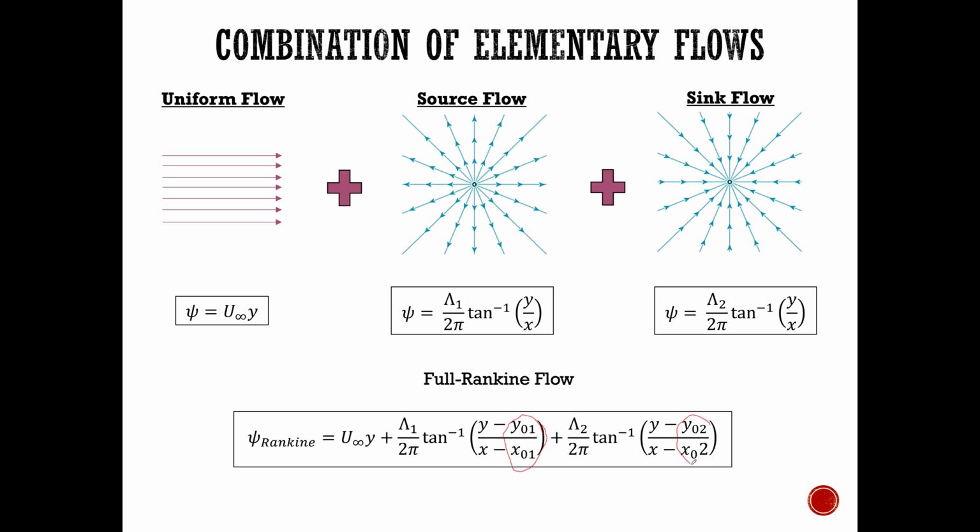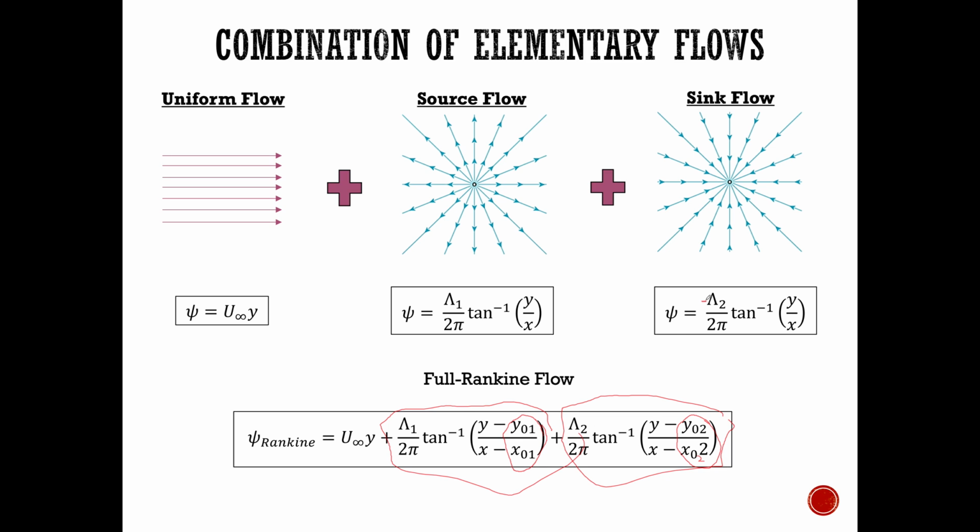Otherwise, if you put a sink on the same point as a source, you won't get anything. They'll cancel each other out. So what you're doing is putting a source, this is the stream function for the source, and then this is the stream function for the sink. Just make sure that the stream function for the sink has a negative lambda. To generalize, I just left it like that, but the stream function for a sink has negative lambda.